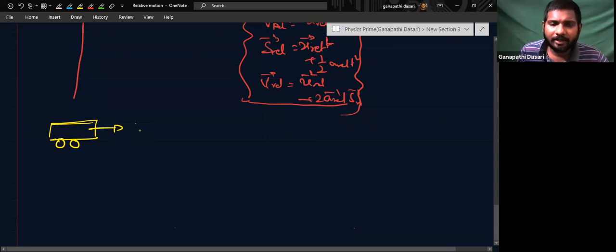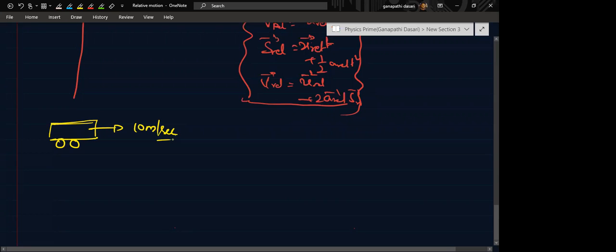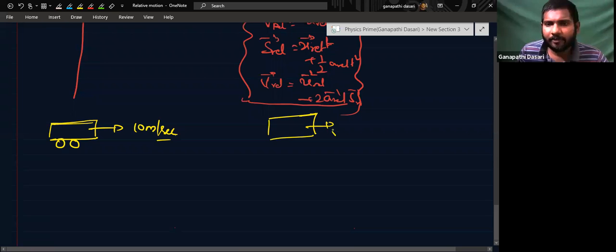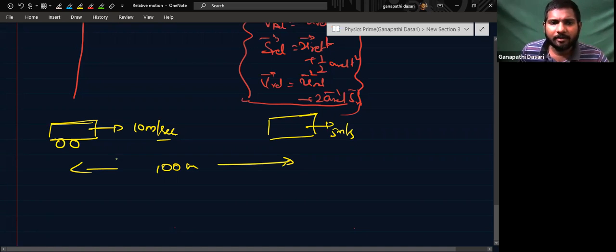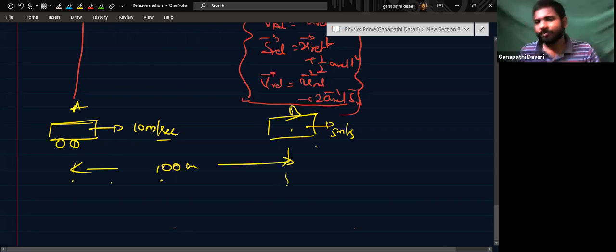It is going with 10 meters per second. Another car is there. It is going with 5 meters per second. Both are at a distance of 100 meters. A car and B car. Then I will ask you, when will A cross B? That is a question I ask you.